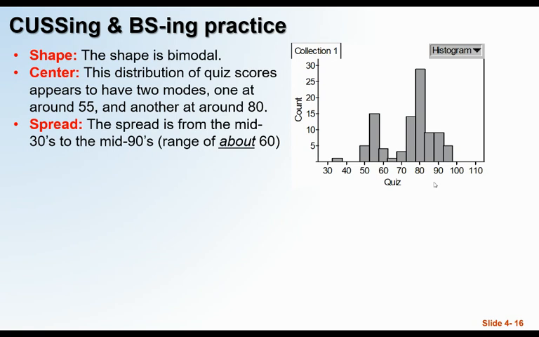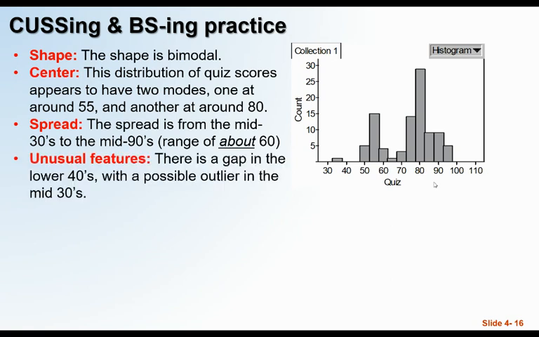So we have center, shape, spread. All distributions will have center, shape, spread. Not every distribution has unusual features, and if it doesn't have anything unusual, you don't have to say anything. But I do notice that there is a gap in the lower 40s with a possible outlier in the mid 30s.